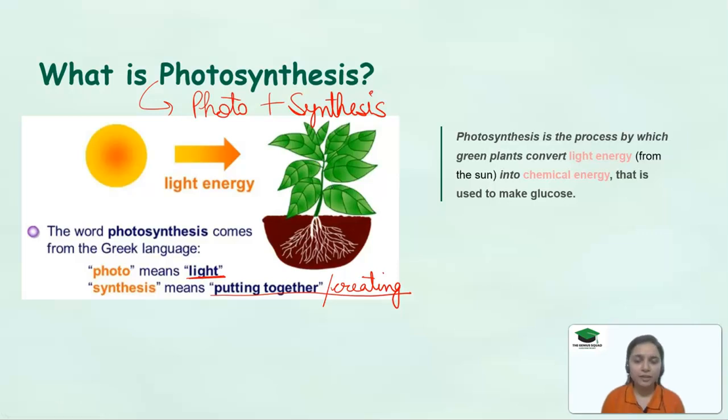So let us put it all together. What is photosynthesis? Photosynthesis is the process by which the green plants make their food and obviously grow, using sunlight. Here we come up to another definition. Photosynthesis is the process by which the green plants convert the light energy from the sun into chemical energy. Okay, now what is this chemical energy? So let us see that.